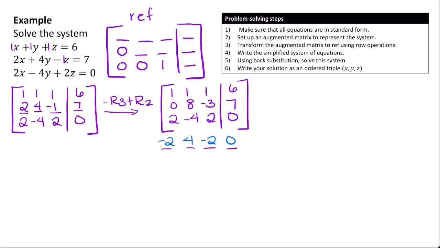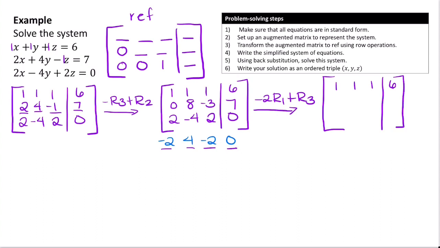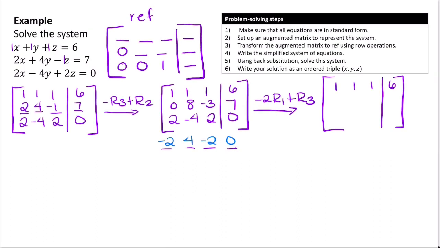So now let's get our second 0. So I'm going to go ahead and do negative 2 times row 1 and add it to row 3. So that means row 1 and row 2 are staying the same. So I'm going to go ahead and write those down first. And now let's write row 2. So we have 0, 8, negative 3, and 7. Okay, so let's do negative 2 row 1 and see what that looks like. So 1 times negative 2 is negative 2. So I'm going to have negative 2's for my first 3 entries. And then 6 times negative 2 is going to be negative 12.